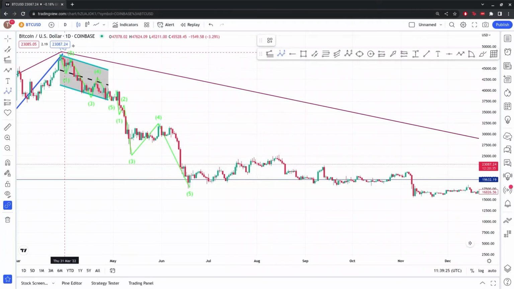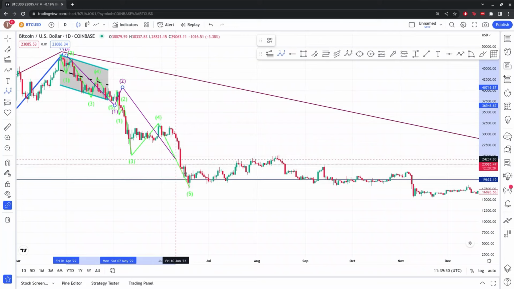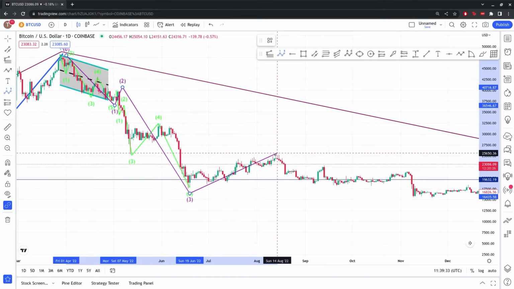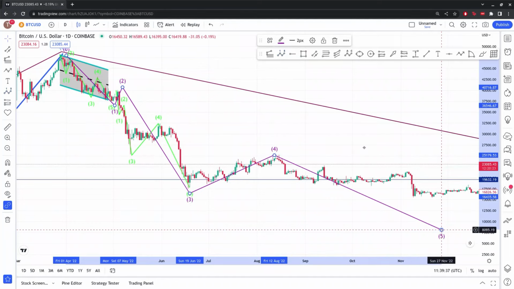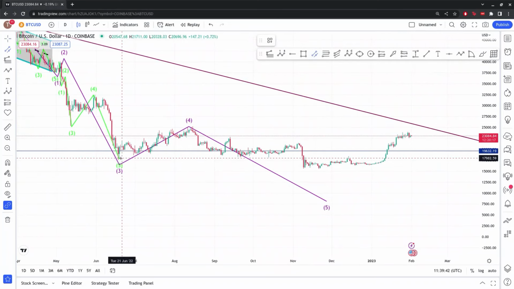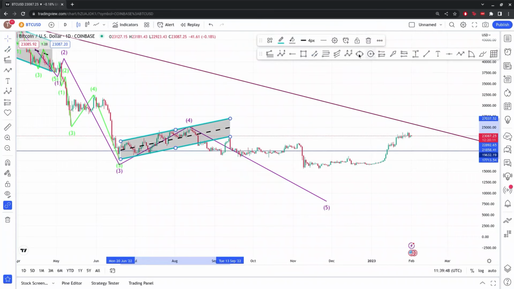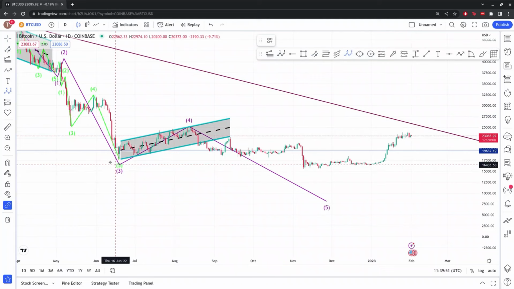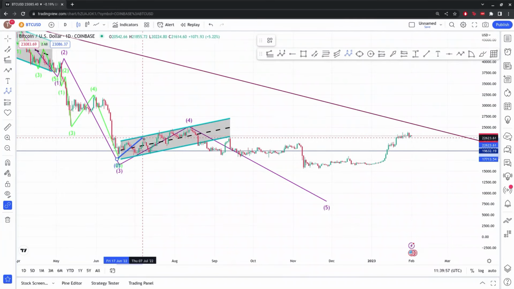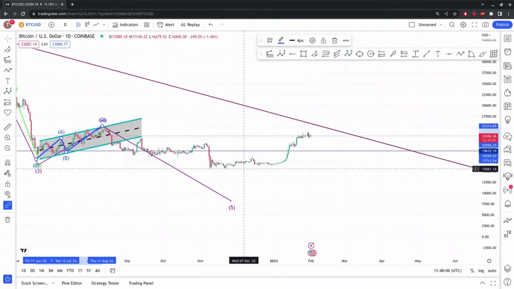Now we just draw the whole thing so you can see. This is wave 1, wave 2, this was wave 3, wave 4, and what comes next is wave 5. We should get the fractals of this wave 4. This is it here. This is A, B, C, and the next thing is this wave 5.